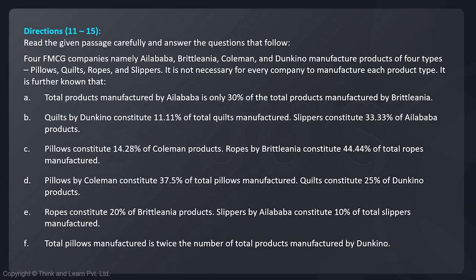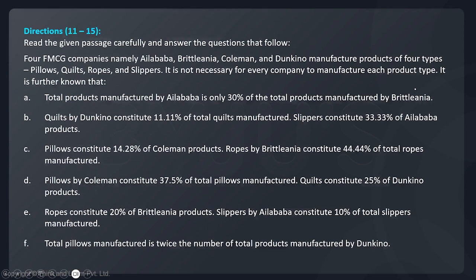4 FMCG companies, namely Alibaba, Britannia, Coleman, and Dunkino, manufacture products of 4 types: pillows, quilts, ropes, and slippers. It is not necessary for every company to manufacture each product type. It is further known that total products manufactured by Alibaba is only 30% of the total products manufactured by Britannia. Quilts by D constitute 11.11% of total quilts manufactured. Slippers constitute 33.33% of A's products.